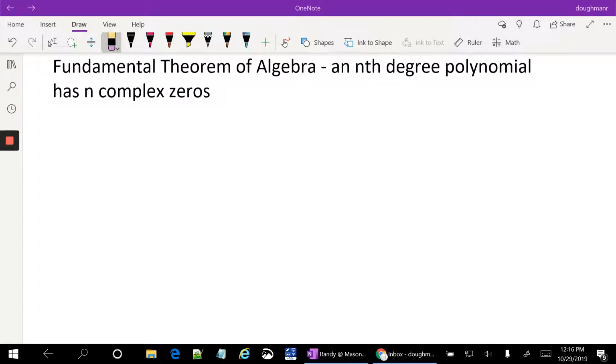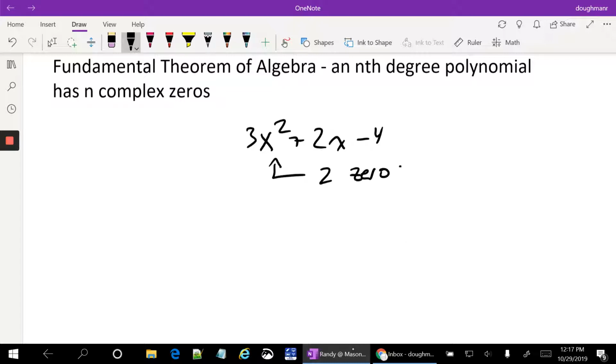Let's continue on with complex numbers. First thing we need to note is that the fundamental theorem of algebra says an nth degree polynomial has n complex roots. So we know from before, if we have 3x squared plus 2x minus 4, it's a second degree polynomial, so there are two zeros.